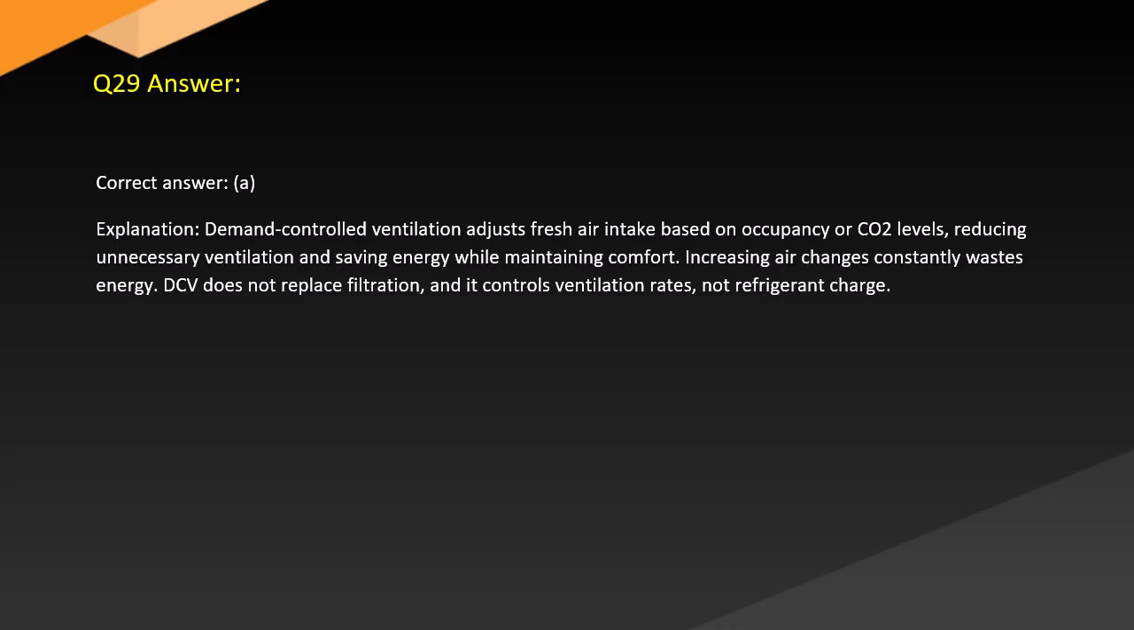Answer. Correct answer: A. Explanation. Demand-controlled ventilation adjusts fresh air intake based on occupancy or CO2 levels, reducing unnecessary ventilation and saving energy while maintaining comfort. Increasing air changes constantly wastes energy. DCV does not replace filtration, and it controls ventilation rates, not refrigerant charge.